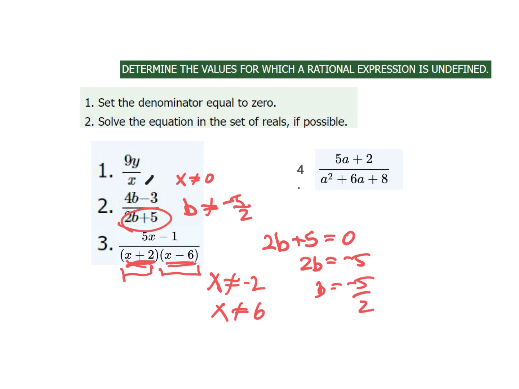If we look at example 4, you'll see that sometimes to figure out what numbers we need to restrict, we will have to factor the denominator first. So if we look at what two numbers multiply to 8 and add to 6, that would be 2 and 4. And so therefore we would say that a cannot equal negative 2 because that would produce a 0 in that first parenthesis, and a cannot equal negative 4 because that would produce a 0 in the second parenthesis.